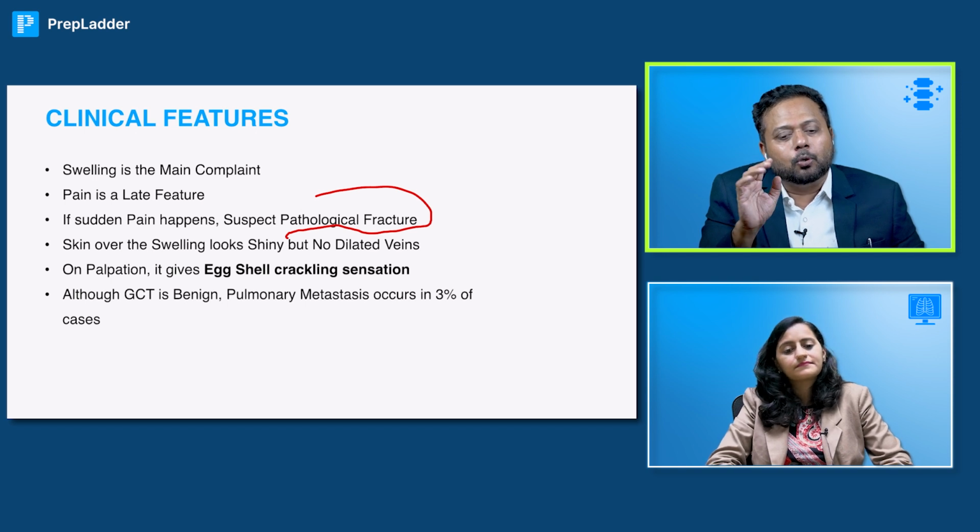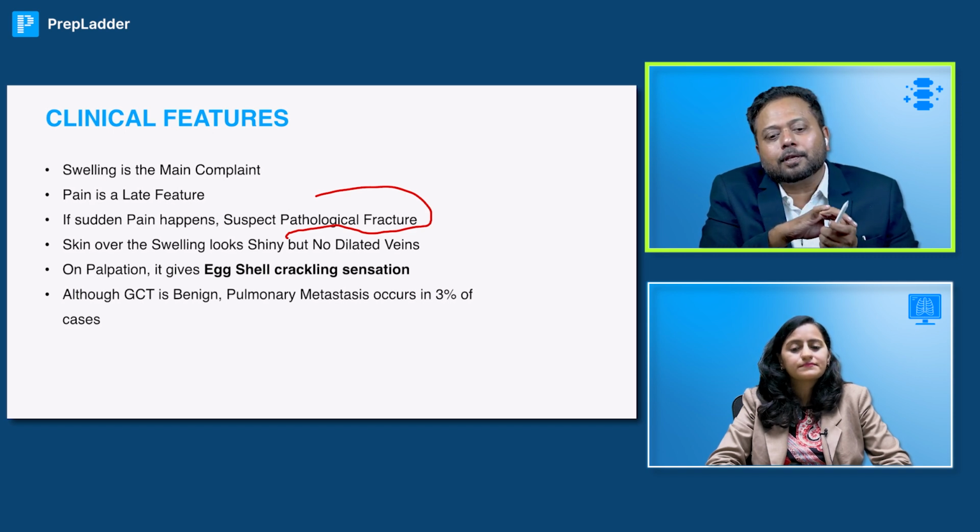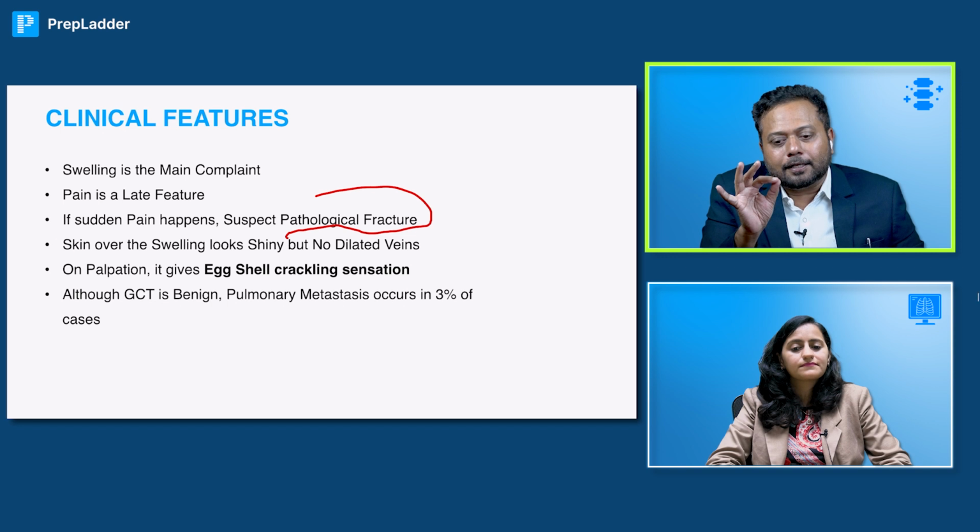Skin over the swelling looks shiny but there is no dilated vein, because it's not a vascular tumor like your osteogenic sarcoma. On palpation, because of microtrabeculations, it gives an eggshell crackling sensation, a classical clinical sign. This is just for theory's sake. Whenever you come across a swelling like that, you should not press and you should not try to elicit the eggshell crackling sensation. That means you are inducing a pathological fracture. Okay, so this is just for academic interest.